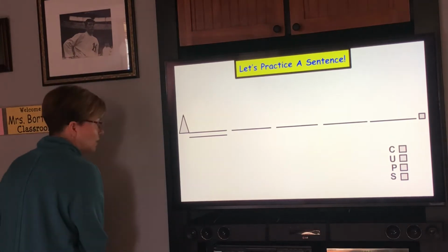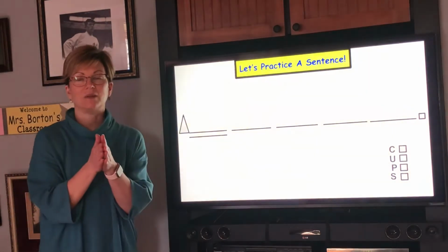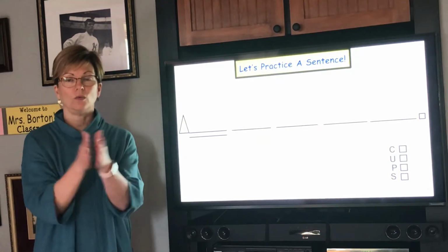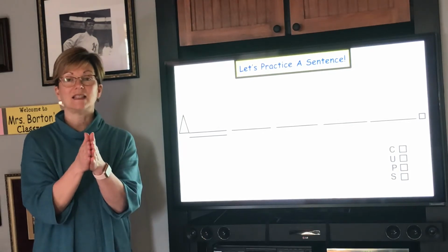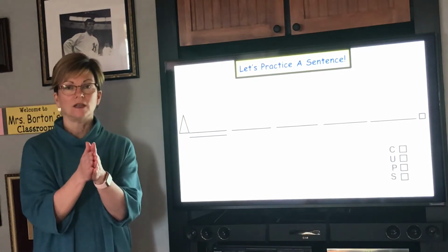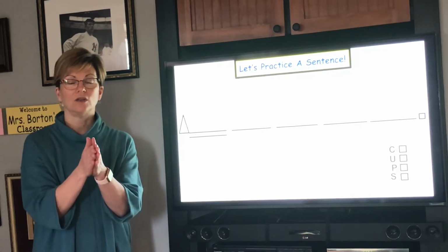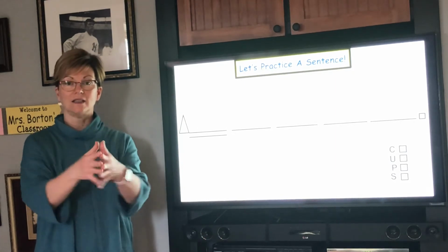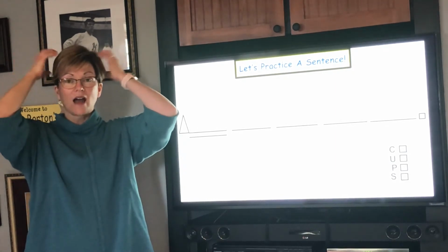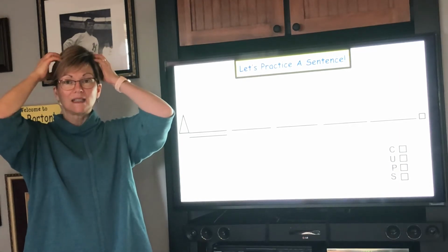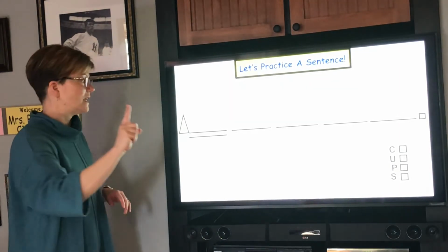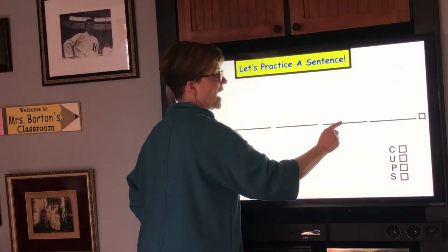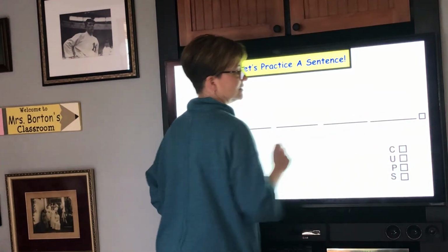I jumped when Pat yelled. Here we go. We're gonna clap it, put your hands together. I jumped when Pat yelled. Let's clap it again. I jumped when Pat yelled. One more time. Take your fingers and tap your head. I jumped when Pat yelled. Let's take one finger and tap our spaces. I jumped when Pat yelled.